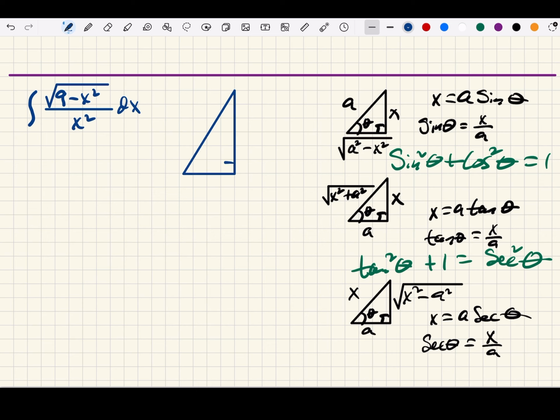So I have a right triangle. I know I'm going to use the sine. I'm going to have sine theta equals x over a. Now at this point, I'm going to decide what a is. A is the thing that's squared inside the radical, right? And that's going to be 3. So I'm going to make a substitution here, and that is that the sine is going to be x over 3.